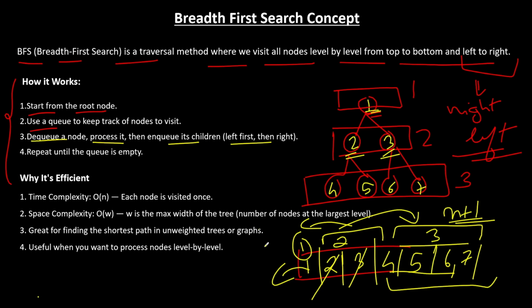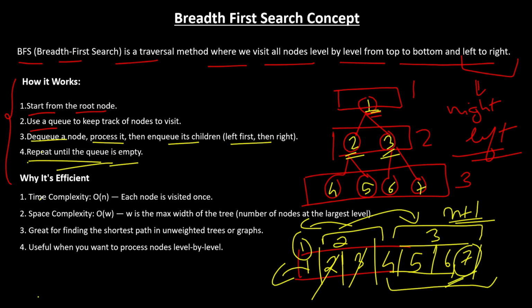So this way we go level-wise in the given tree, and we repeat it until the queue becomes empty. And when we reach the seventh node in the queue and it gets empty, that means we have completed traversing our binary tree.